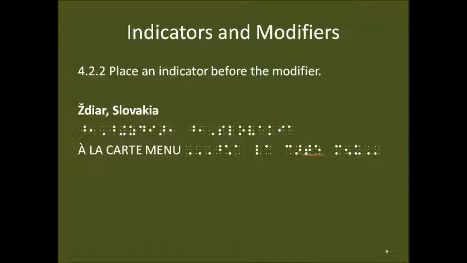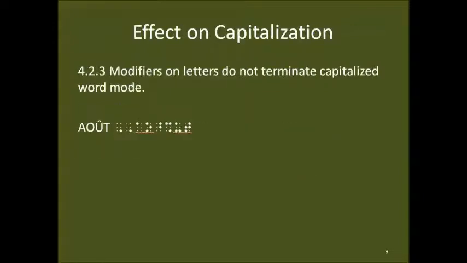A la carte menu, we have our capital indicators. Again, that accent mark above the A is part of that letter. So the capital letters come first, and then the modifier, and then the letter. Modifiers on letters do not terminate capitalized word mode because they are part of that letter. So we have our capitalized word indicator there, 2.6s, A, O, and then our accent mark, and then U and T.